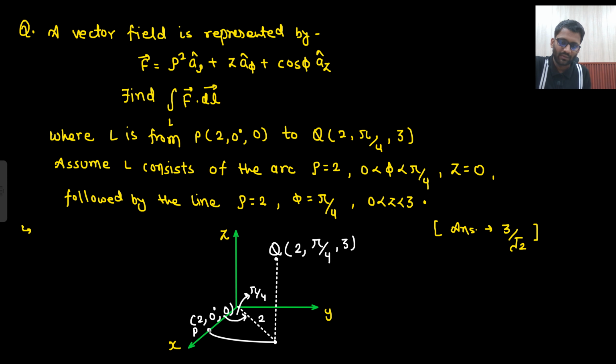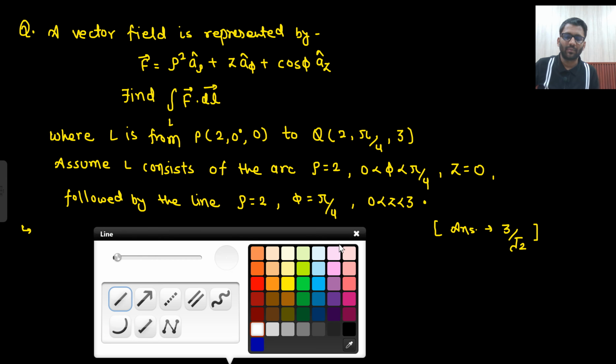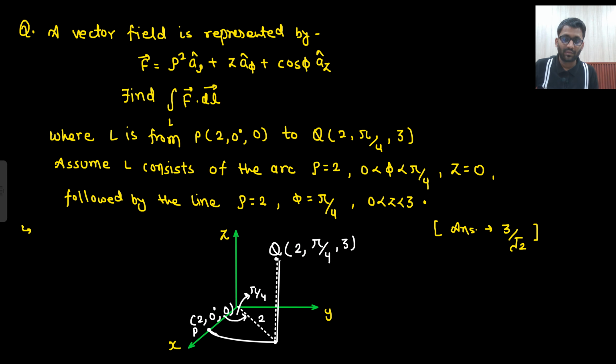This arc you need to walk. Okay, this is an arc, this arc you need to walk. And then followed by the line rho equals 2. Rho is fixed at 2. Phi equals pi by 4. Phi is also fixed. Z is variable from 0 to 3. So this is how you need to walk, on this curve and on this line, in this manner.